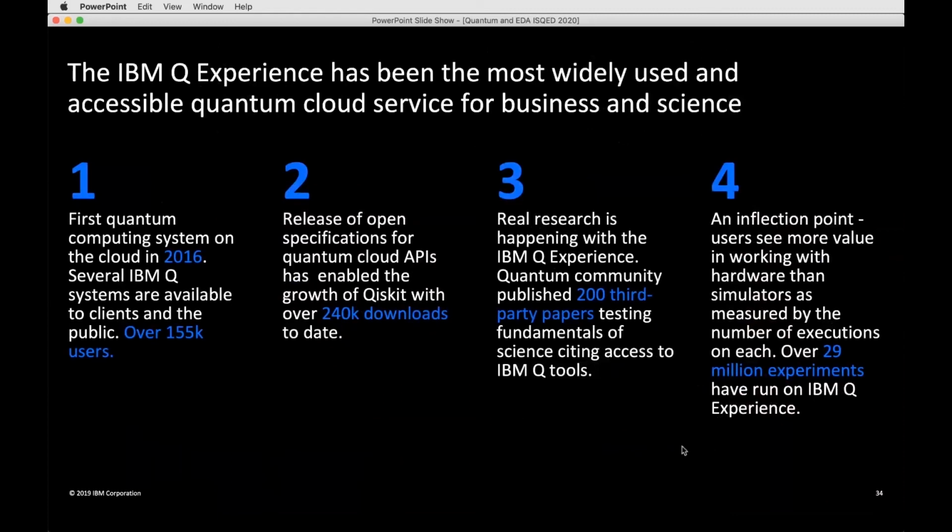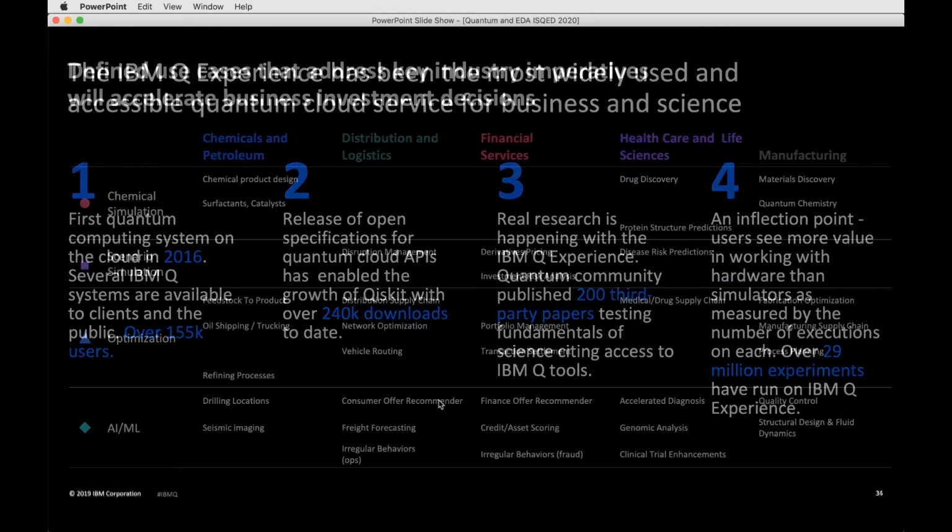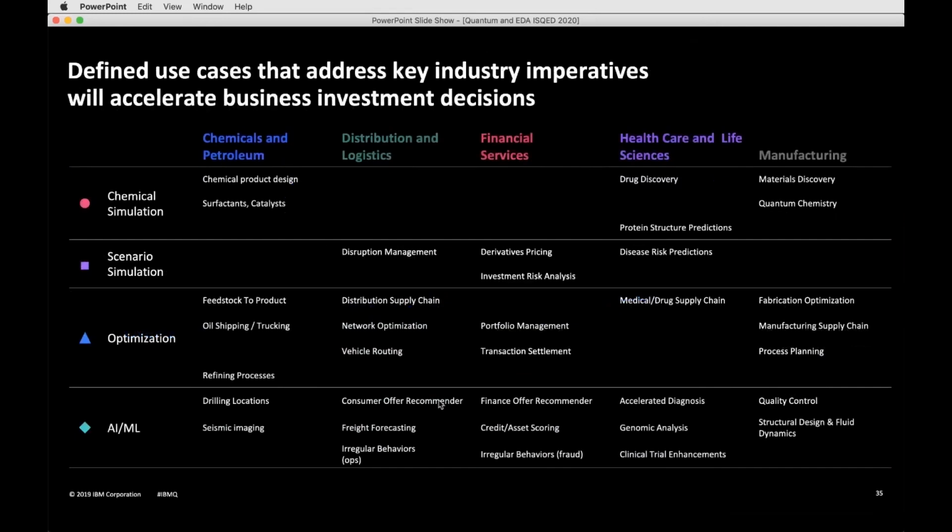About 200 papers have been written by third parties using IBM Q tools and IBM Q hardware. And the Qiskit toolkit has become very popular in the number of downloads and the number of users that we have had everywhere. So if you look at this, we have stretched quite a bit across many different industries, and across many different domains here.